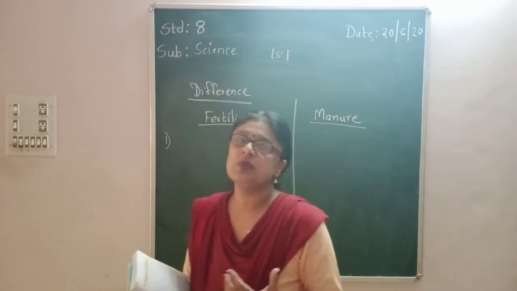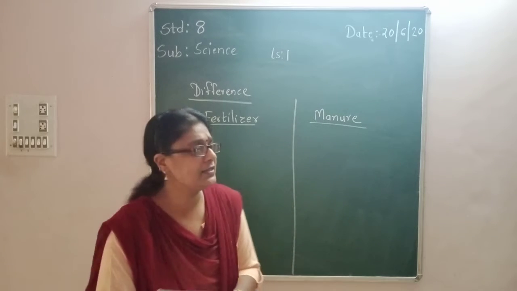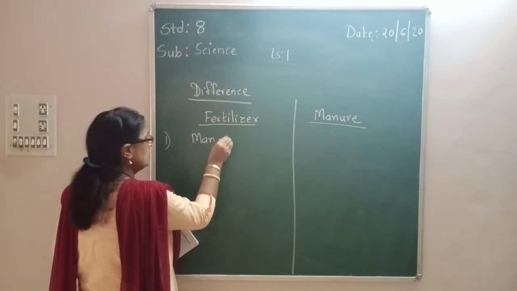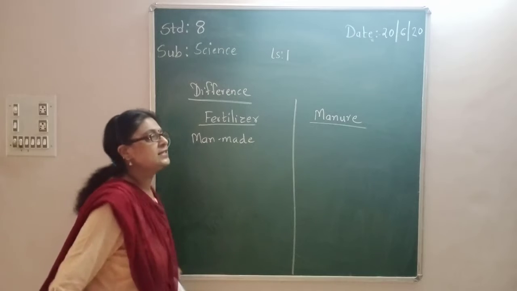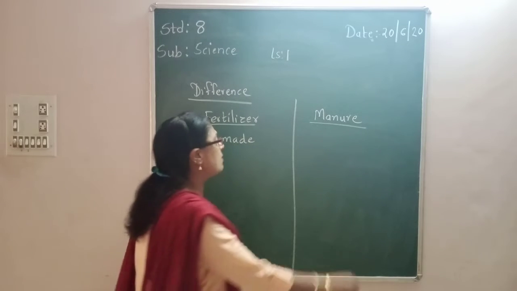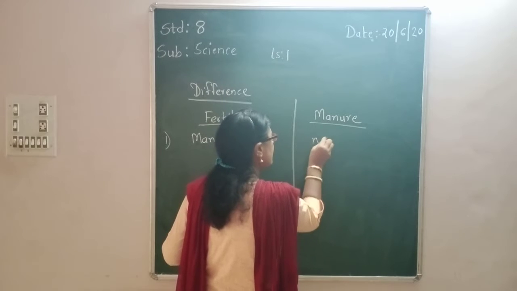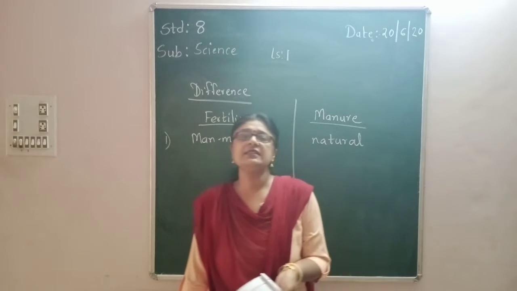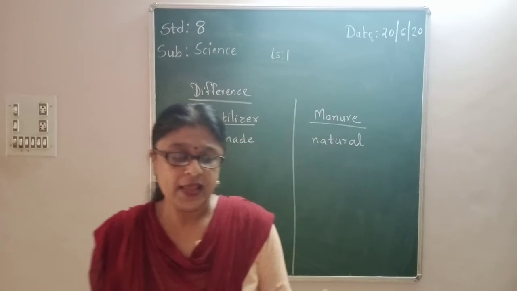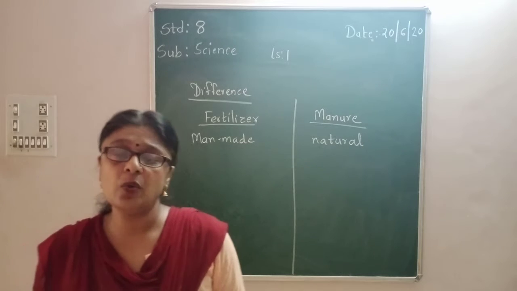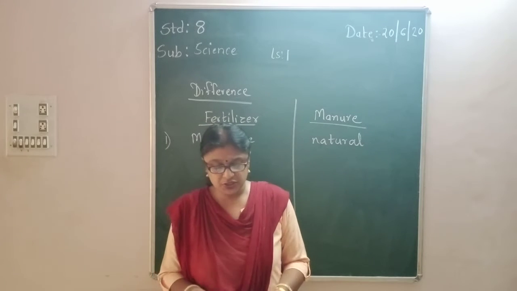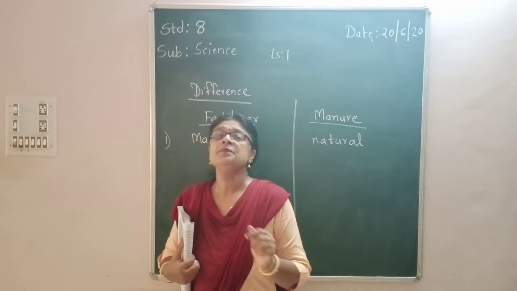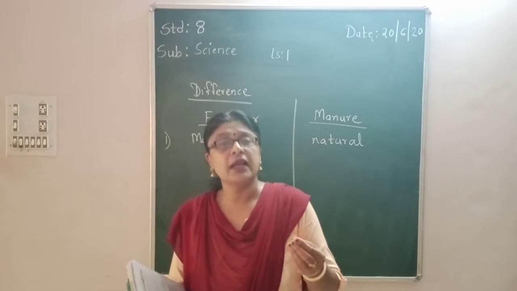Now there is a difference between fertilizer and manure. Let us see what it is. Now fertilizer. What is fertilizer? It is man-made. Right? Fertilizer is a man-made thing and manure is a natural thing. It is made from natural elements. So fertilizer is a man-made inorganic substance and manure is a natural substance. How is it formed? It is formed by the decomposition of cattle dung and plant residues, that is, dead bodies of plants and animals, and cattle dung. Cattle dung means cow dung and all that.